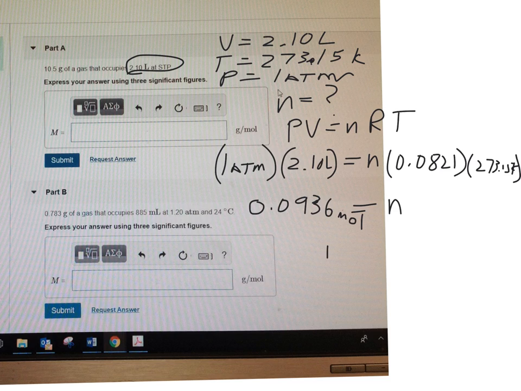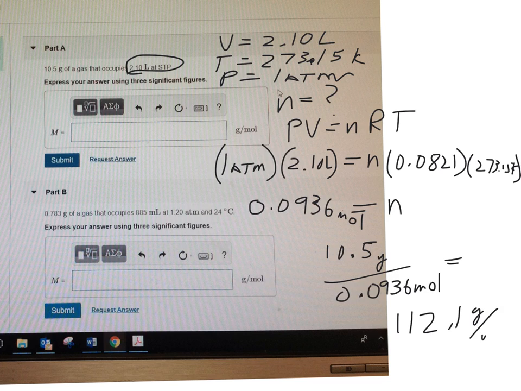So to get the molar mass, we're going to take that 10.5 grams, divide by 0.0936 moles, equals 112.1 grams per mole is what I am getting.